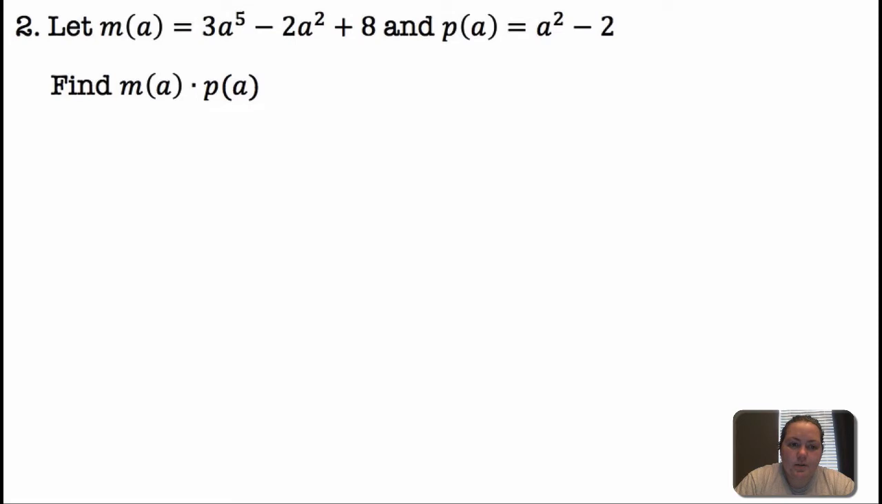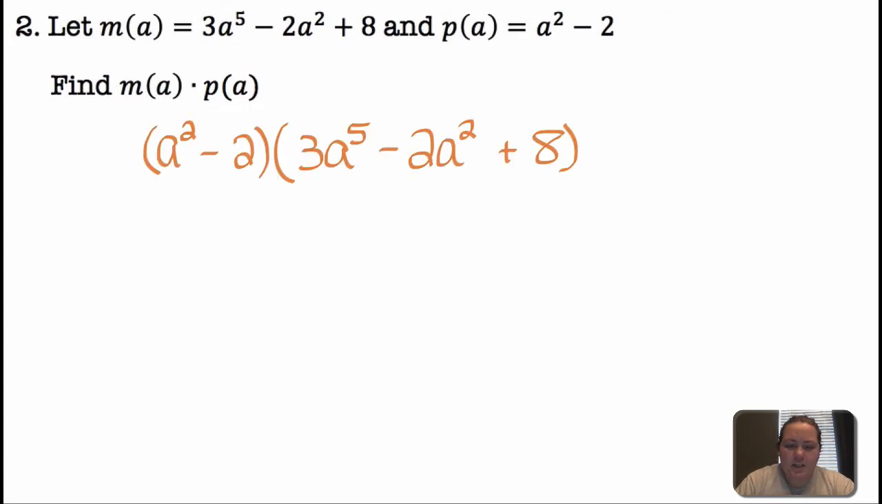All right, number 2. Let m of a equal 3a to the 5th minus 2a squared plus 8, and p of a equal a squared minus 2. Find m of a times p of a. So in this one, I'm going to actually switch it up and do p of a times m of a because multiplication is commutative, and I could do it that way. That way I have the smaller one first, just because I think it's a little bit easier.